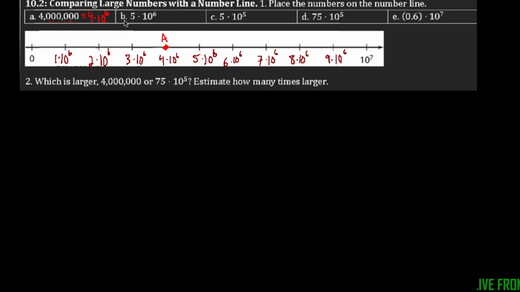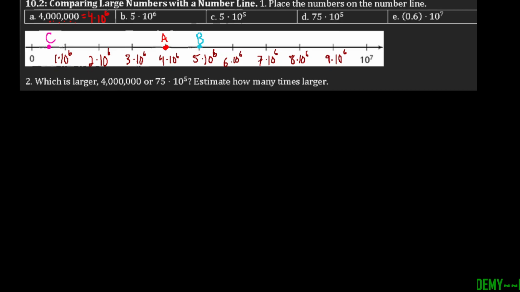Then for the next one, we're doing B, but 1 times 10 to the 6th is already in there, so we don't have to calculate it, so it's going to be B. Then for C, that's going to be halfway in between 0 and 1 times 10 to the 6th power. So that's going to be C down here.